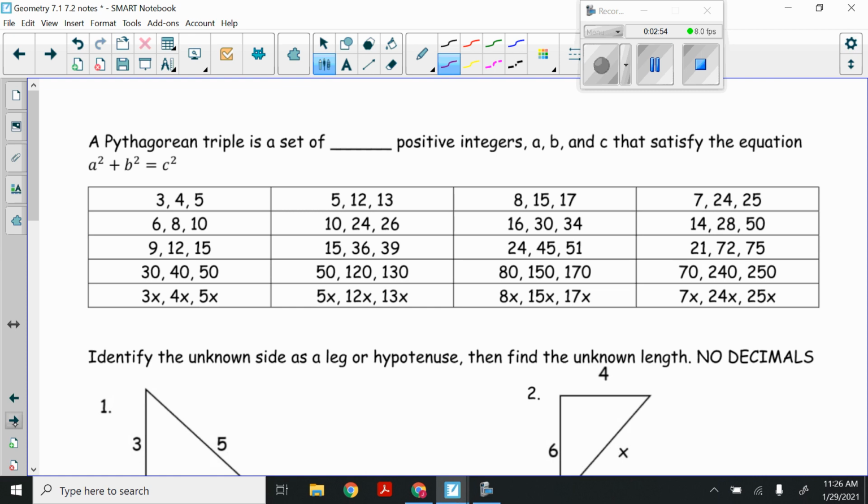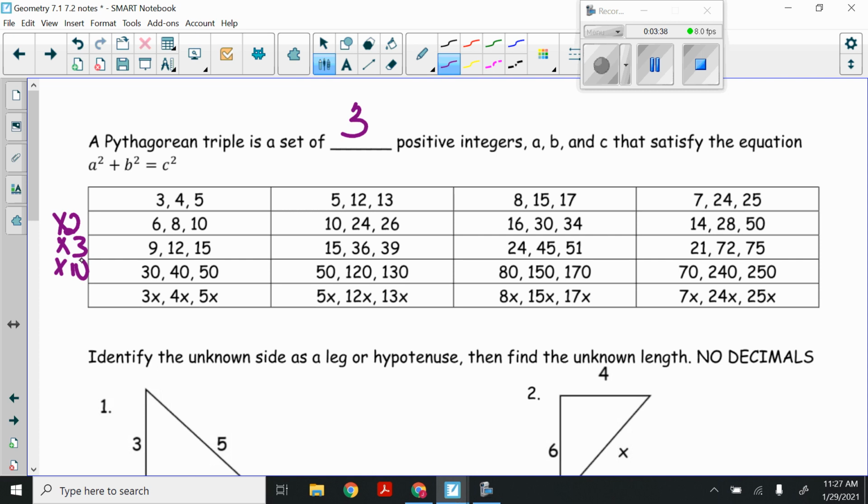In the back, we have what's called a Pythagorean triple. A Pythagorean triple is a set of three positive integers, a, b, and c, that satisfy the equation a squared plus b squared equals c squared. And I just gave you a table that has some of the most common ones. So we look at the first column: 3, 4, 5, 6, 8, 10, 9, 12, 15, 30, 40, 50. And then notice at the bottom I put 3x, 4x, and 5x because it's just saying any multiples of 3, 4, and 5. So I can notice this is times 2, this is times 3, this one's times 10. So 3 times 2 gave me 6, 4 times 2 is 8, 5 times 2 is 10, 3 times 10, 30, 4 times 10, 40, 5 times 10, 50.